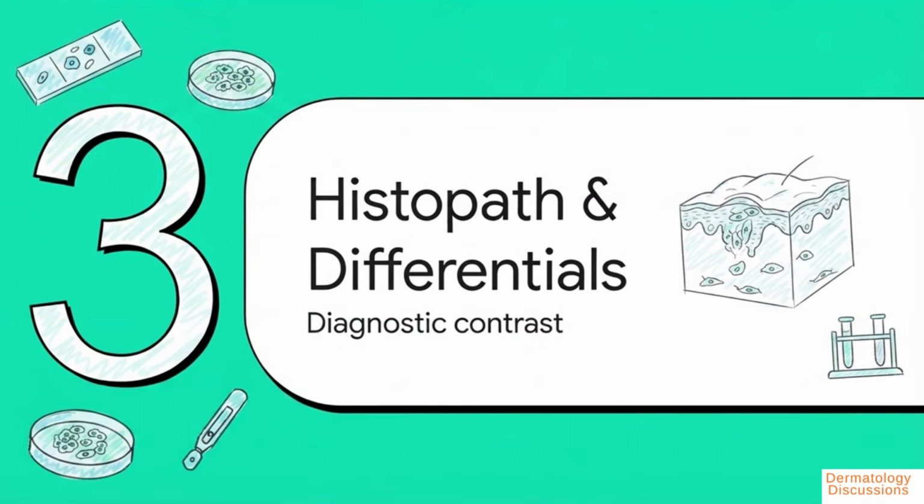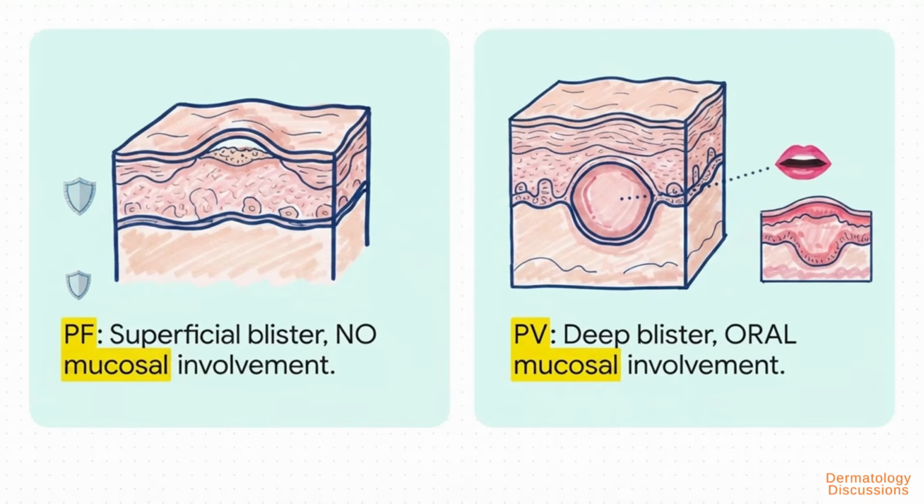All right, let's transition to section 3, histopathology and differentials. Okay, pay attention because this right here is the ultimate examiner's trap. This is the rule of contrast you absolutely have to memorize. You need to be able to distinguish Pemphigus foliaceus from its much more dangerous cousin, Pemphigus vulgaris, or PV.